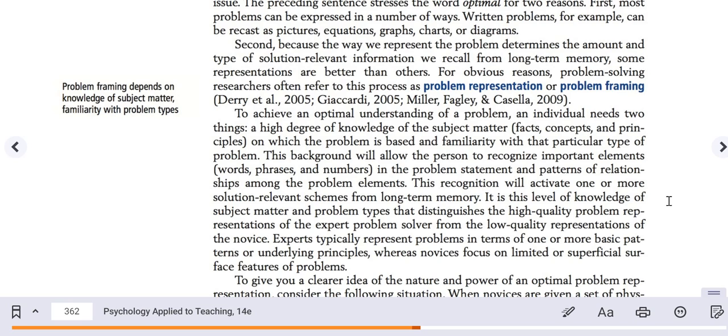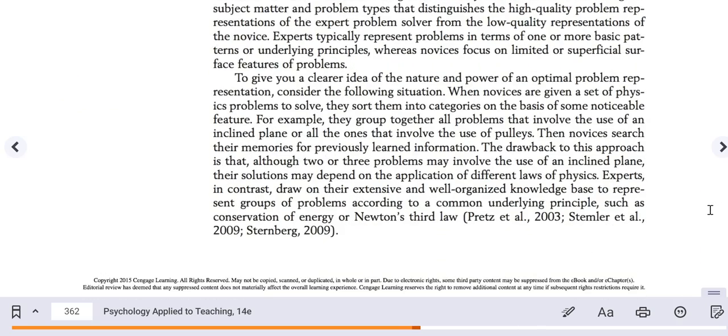It is this level of knowledge of subject matter and problem types that distinguishes the high-quality problem representations of the expert problem solver from the low-quality representations of the novice. Experts typically represent problems in terms of one or more basic patterns or underlying principles, whereas novices focus on limited or superficial surface features of the problems. To give you a clearer idea of the nature and power of an optimal problem representation, consider the following situation.